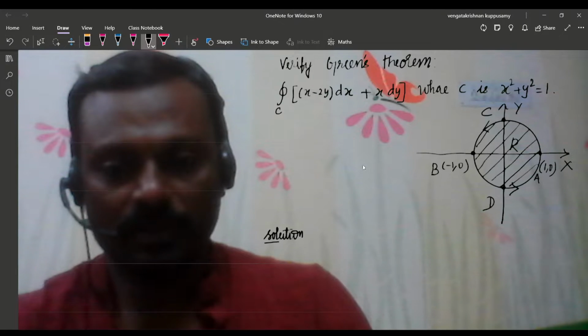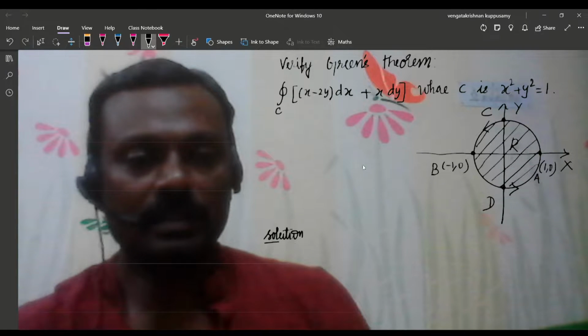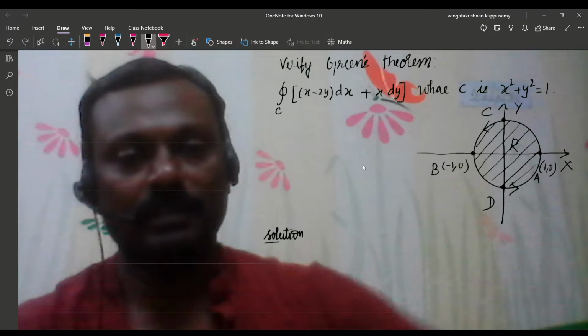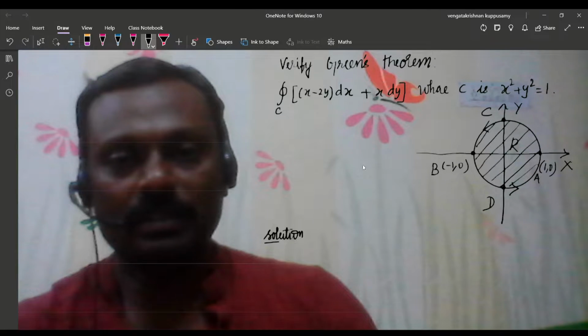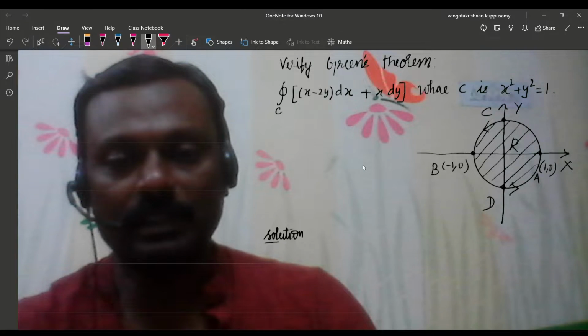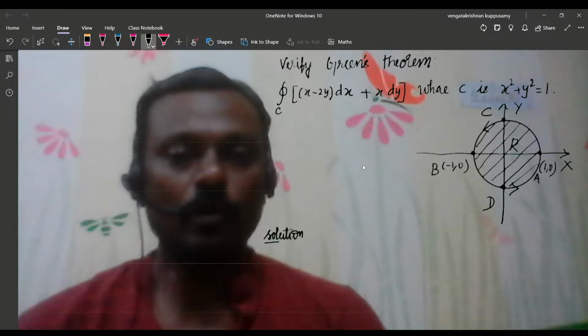Dear students, in the last lecture we discussed the statement of Green's theorem. In this lecture we will try to verify Green's theorem for a given integral. So the question is, verify Green's theorem, integral over C. The circle in the integral denotes it's a closed integral over C. That is, C is a closed curve.